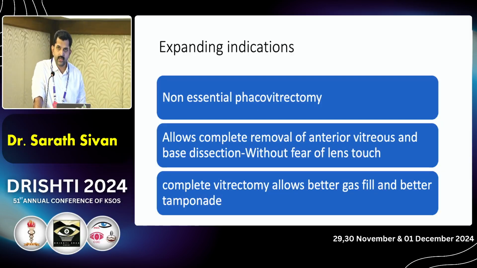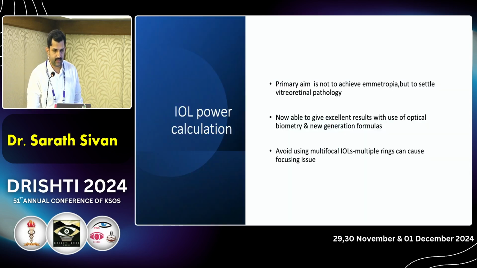Besides this, doing a combined approach helps in removal of the complete anterior vitreous and helps to do a complete base dissection without any fear of lens touch. This is important in cases with redetached RD with multiple breaks and in diabetic vitrectomy to prevent any anterior hyaloid proliferation. Also, doing a complete vitrectomy allows for a better gas fill and this results in a good tamponade.